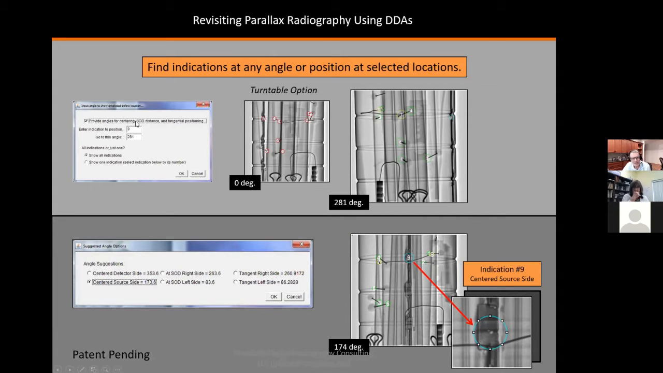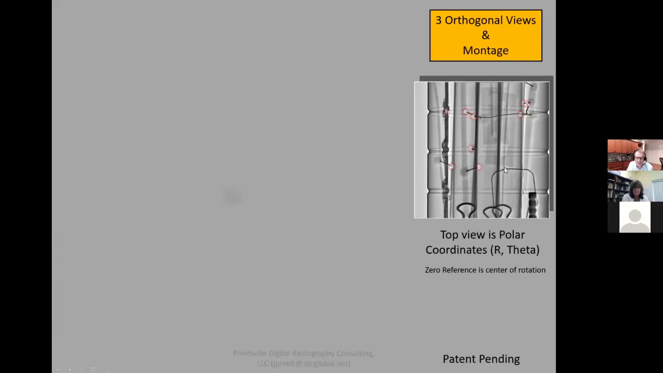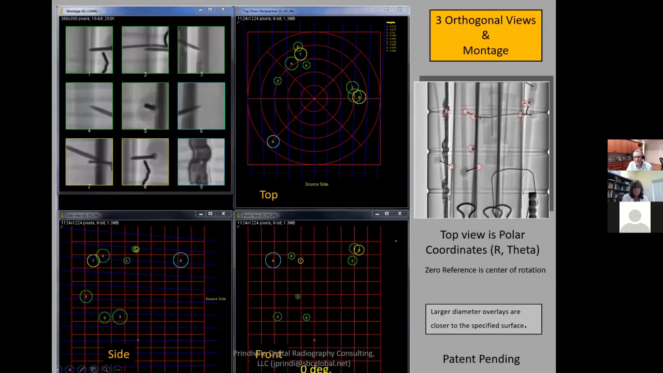In this case, I said, take indication number 9 and center it on the source side. Indication number 9 is this little void right here, and I told it to center it on the source side. So there it is, centered on the source side. Now we've got a similar review to what we had before. These are our orthogonal views.